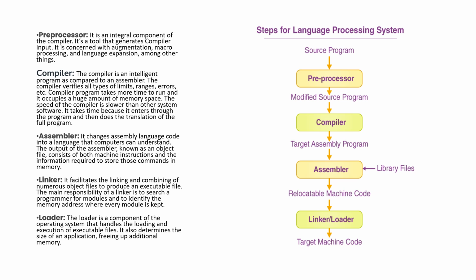Then the loader is a component of the operating system. It handles the loading and executing of executable files, and it also determines the size of the application, freeing up additional memory. So the preprocessor, compiler, assembler, and linker loader are also known as the cousins of the compiler, which are used along with the compiler for translating the high level program to the low level program.